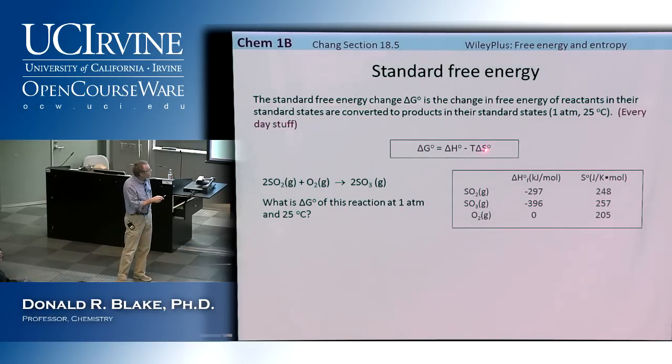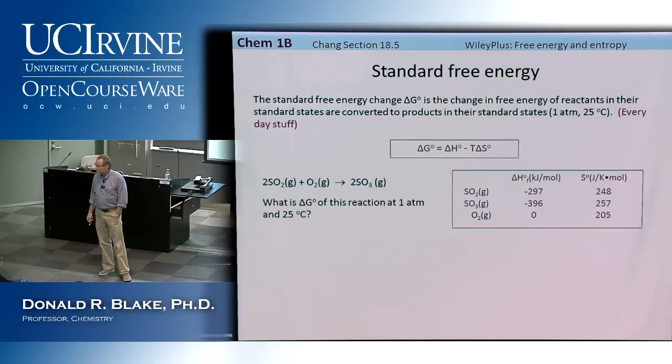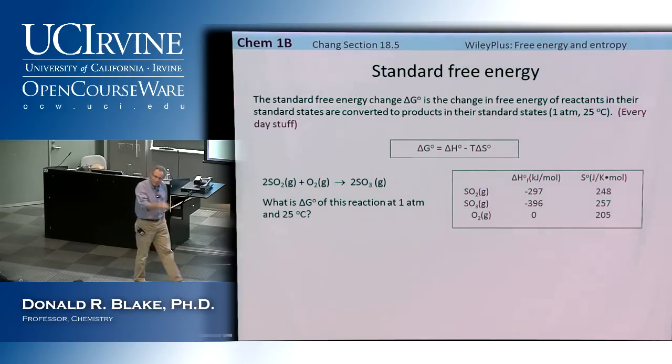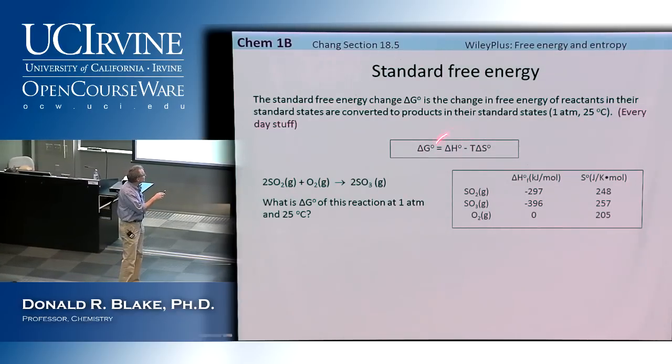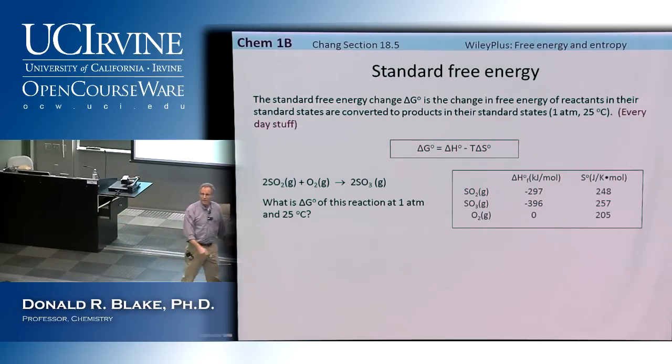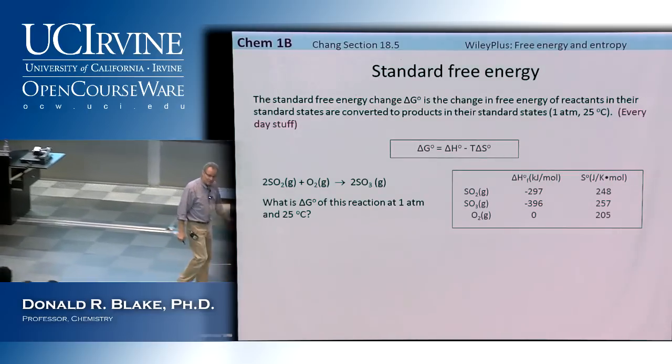What happens if delta S is a negative? Ooh, that's bad. Because a negative times a negative is a positive. So that means this part's going to be positive. So you do not want that. So for a reaction to be spontaneous, you don't have to have a negative delta H, but you have a negative here. And if this is a positive, this is always going to be. There's no way at any temperature you're ever going to have a delta G that's not spontaneous.